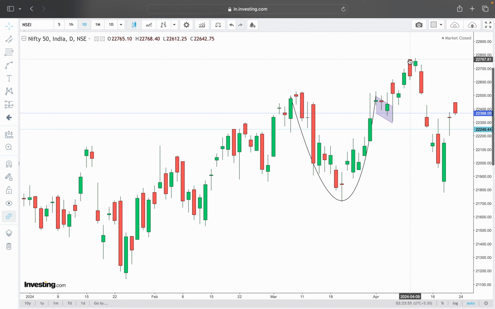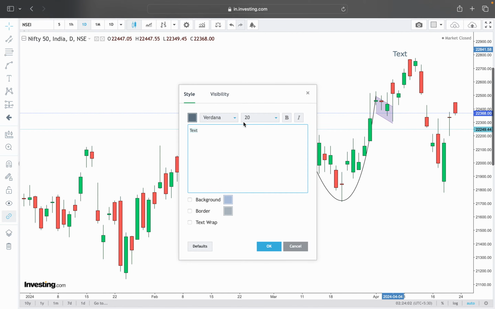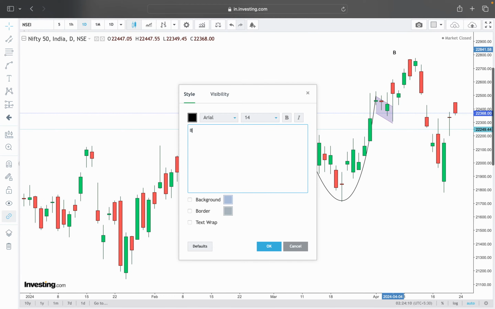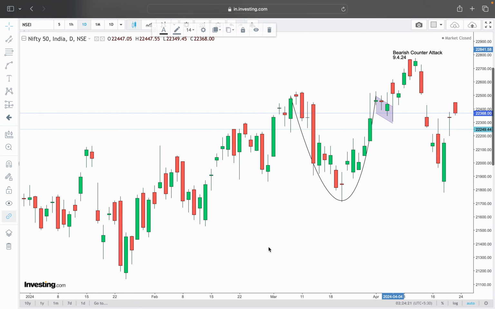Now, once there is a gap up opening followed by a close near the previous day's close, then by theory, such a candle forms what is known as a bullish counterattack. Since it's a red candle formed at a high, this will be a bearish counterattack. And this was formed on the 9th of April. The reason why I'm mentioning these dates is so that when you analyze on your own, you train your eyes to identify these patterns.